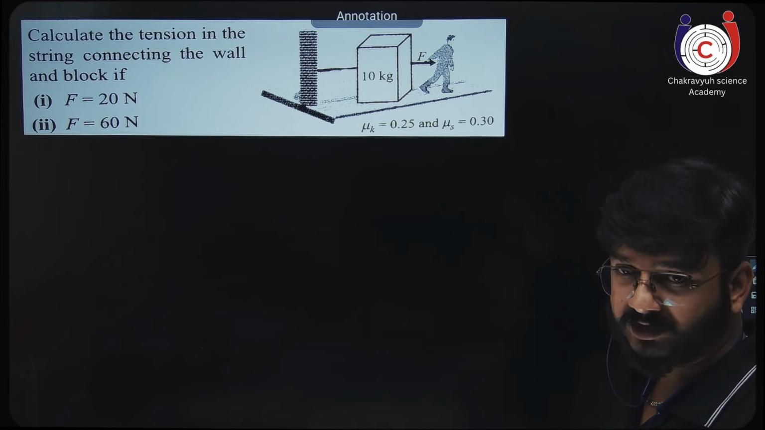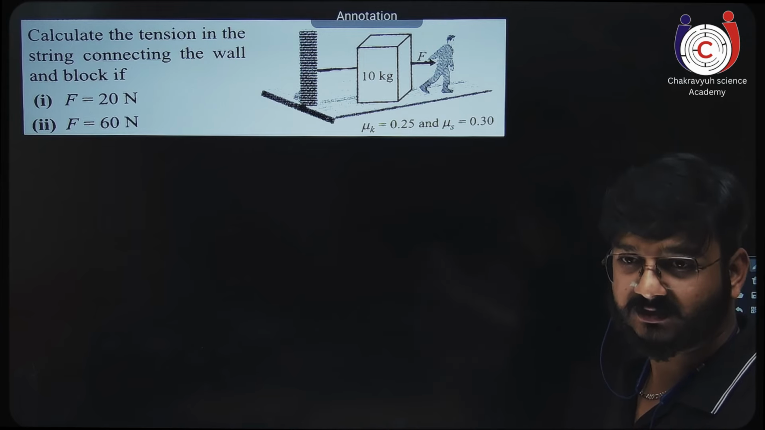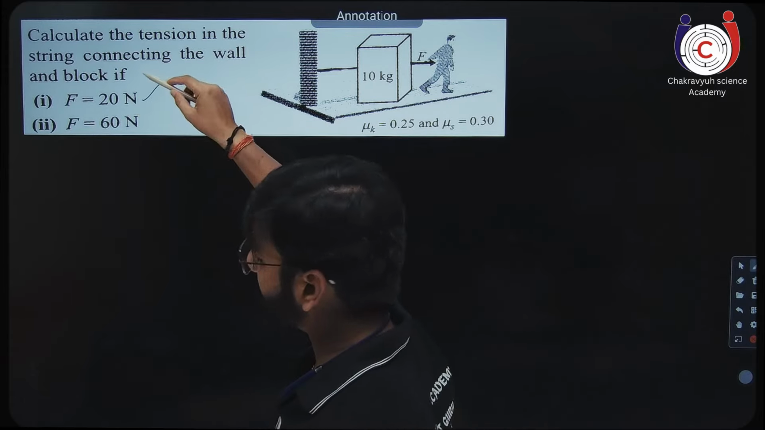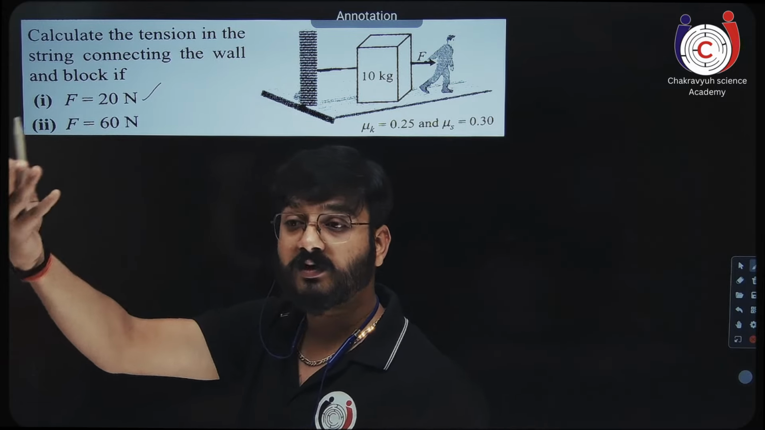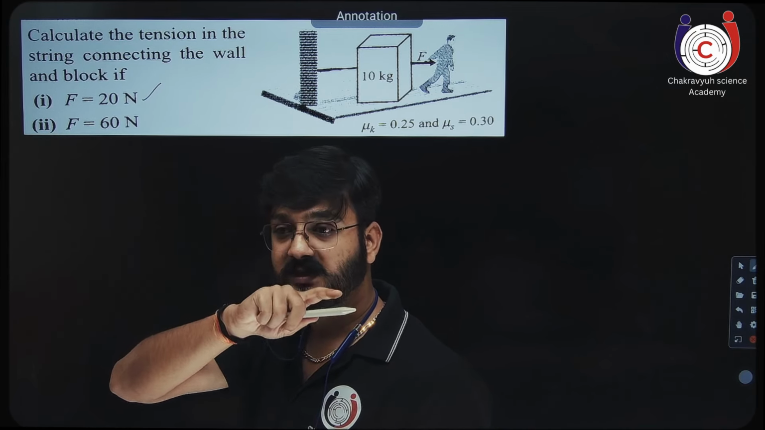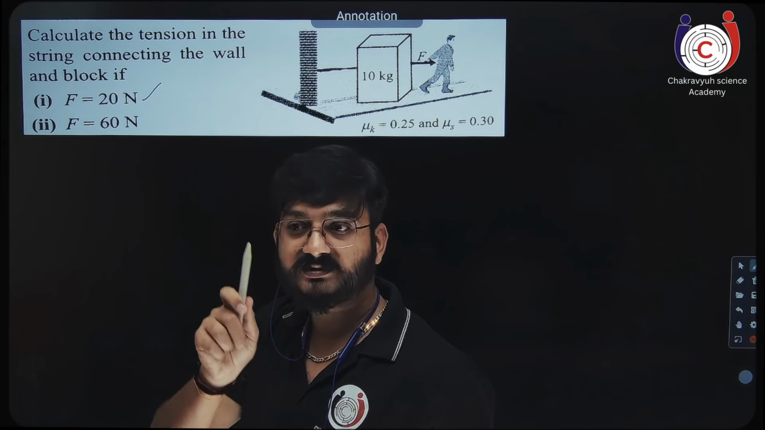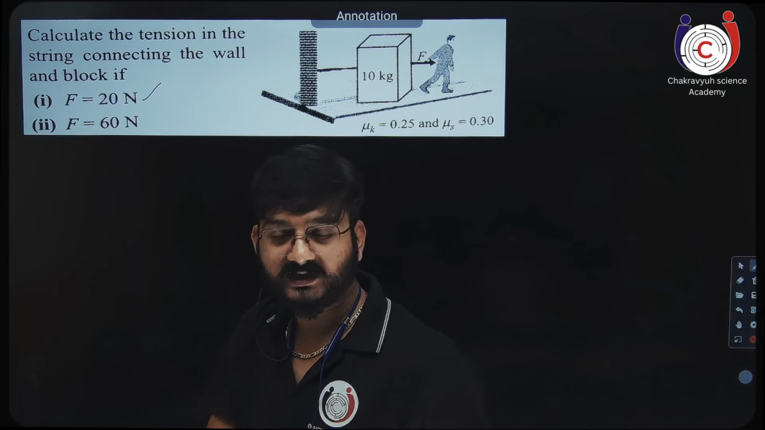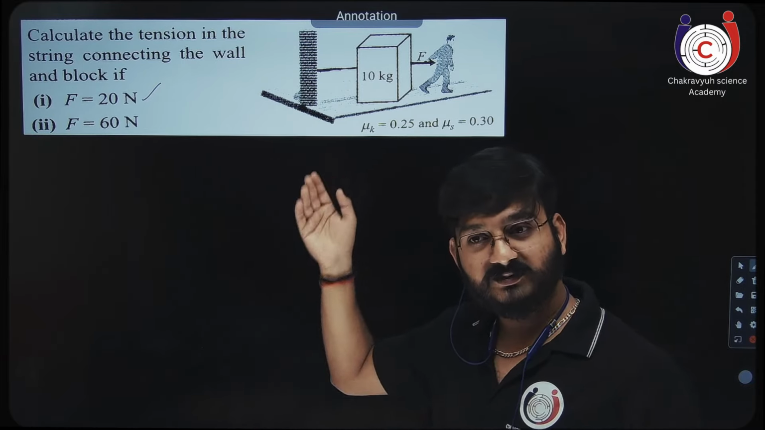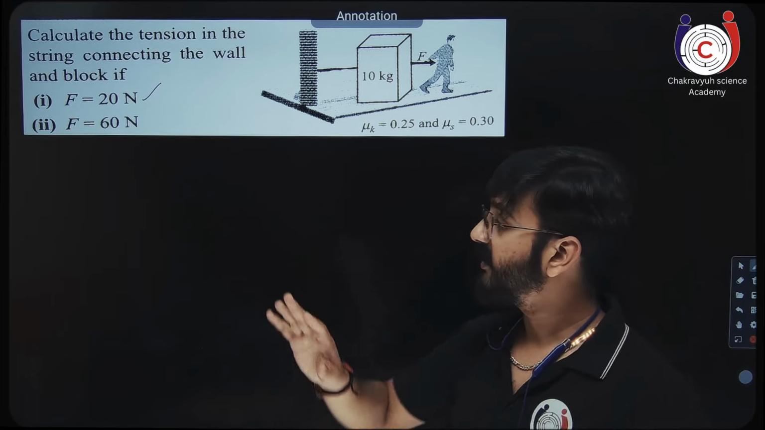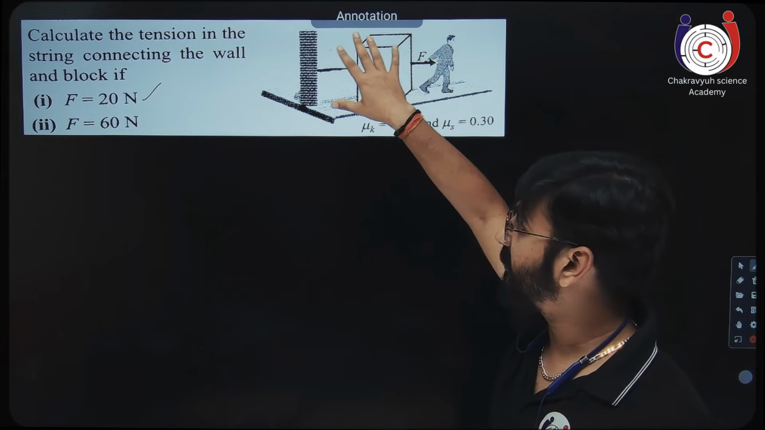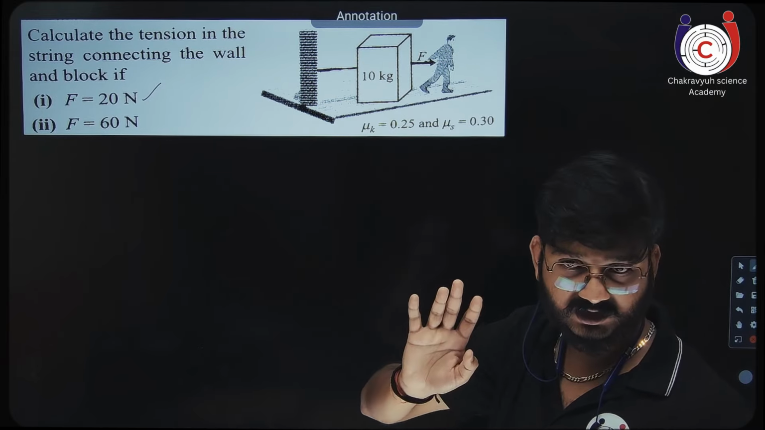Whether tension will be there or not, it depends whether the block will move or not. Correct? It depends upon that. So in the first case, if I apply a force of 20 Newton, I will check whether the block will move or not. To check that, which friction will you calculate first? Fs max, maximum static friction, right? Because if you apply a force which is greater than Fs max, it will move. If you apply a force which is less than Fs max, it will not move. If it is not moving, the string will not be tight, no tension. If it is moving, the string will be tight, tension will be there. The logic clear? Calculate.